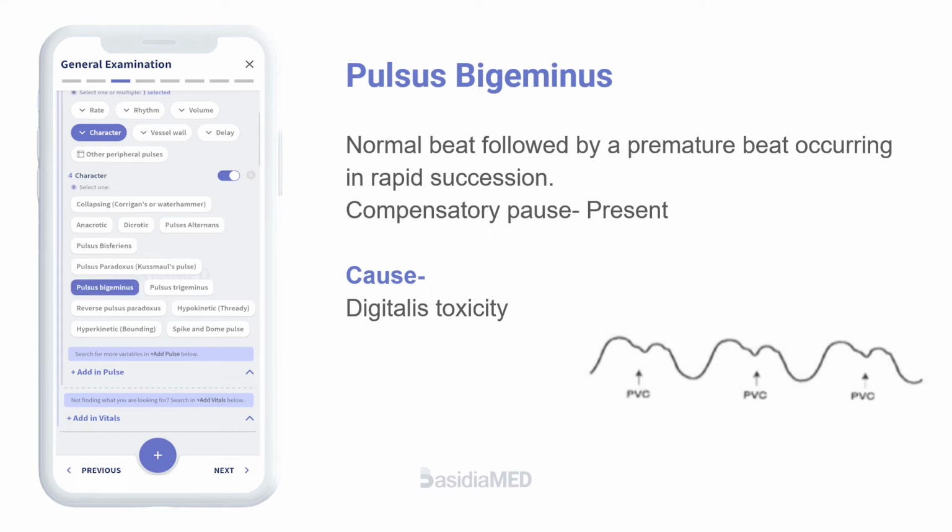Pulsus bigeminus. A pulse wave with a normal beat, followed by a premature beat and a compensatory pause, occurring in rapid succession, resulting in alteration of the strength of the pulse. Compensatory pause is present. Pulsus bigeminus is a sign of digitalis toxicity.